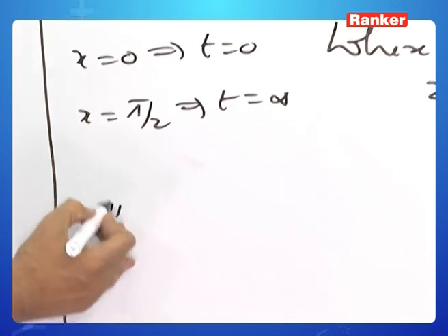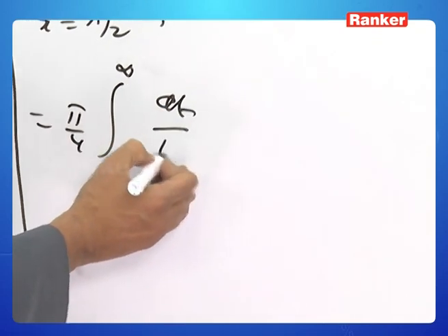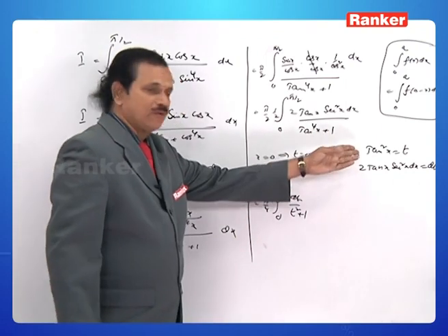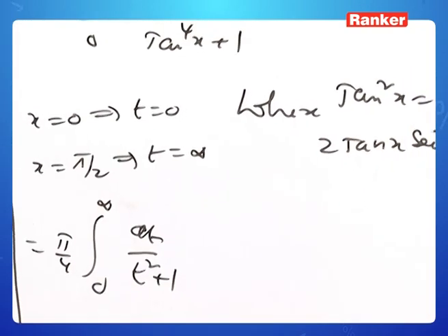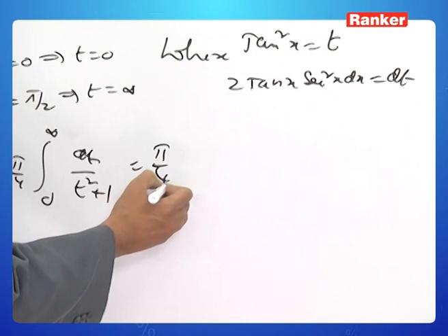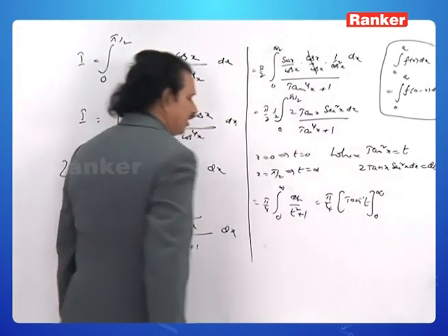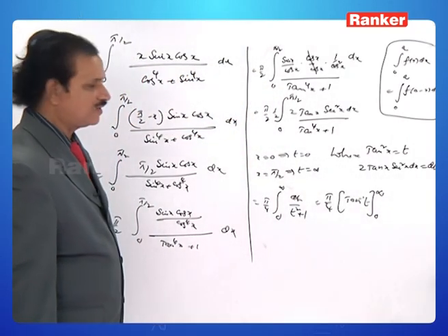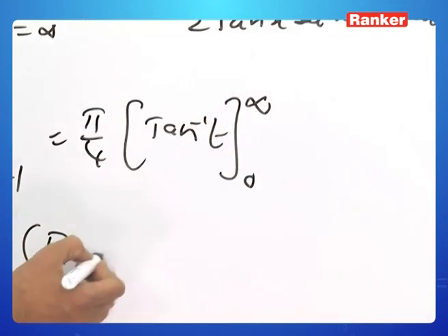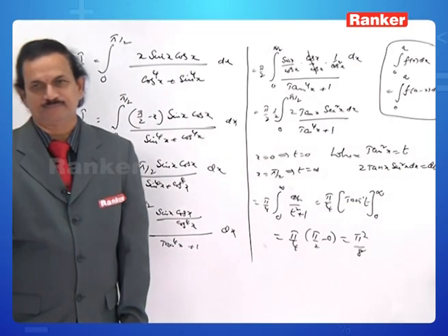Therefore, that is equal to pi by 4 into integral 0 to infinity dt by t square plus 1. We have changed the parameter, in the place of tan square x we have taken t, therefore the limits are also to be changed. This is therefore pi by 4 into tan inverse t between the limits 0 and infinity. If you imagine infinity in the place of t, tan inverse infinity is nothing but pi by 2, pi by 4 into pi by 2 minus 0, hence the ultimate answer is pi square by 8. That gives you the answer.